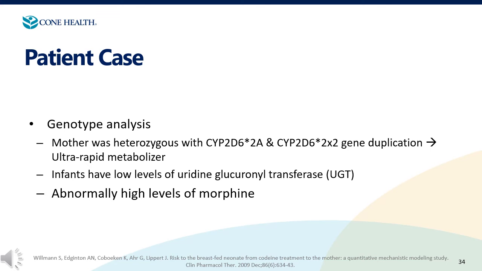In addition to this, infants do not reach adult levels of glucuronidation until about 3 years of age, so a significant amount of morphine was unable to be further metabolized into its inactive form for elimination, which resulted in abnormally high levels of morphine, ultimately contributing to the baby's death.